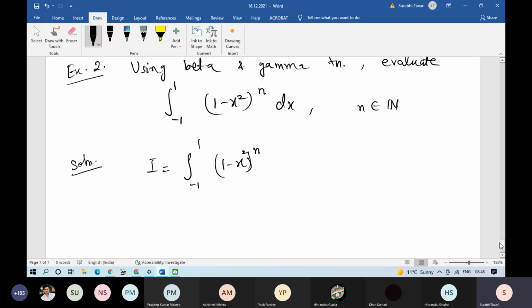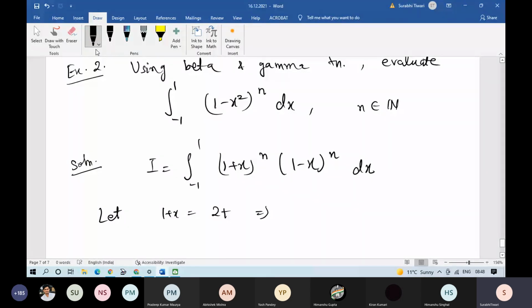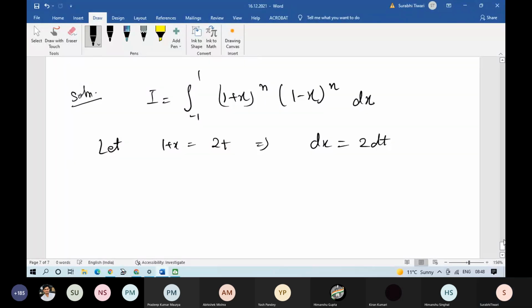Okay, so you can write 1 minus x square as (1 plus x)(1 minus x), write it directly here. So this is (1 plus x) to the power n (1 minus x) to the power n dx. Now this part is done, but this 1 plus x part remains, so to substitute it, let 1 plus x is equal to 2t, so this implies dx is equal to 2 dt. And what is the value of 1 minus x? This will be 2 times (1 minus t).